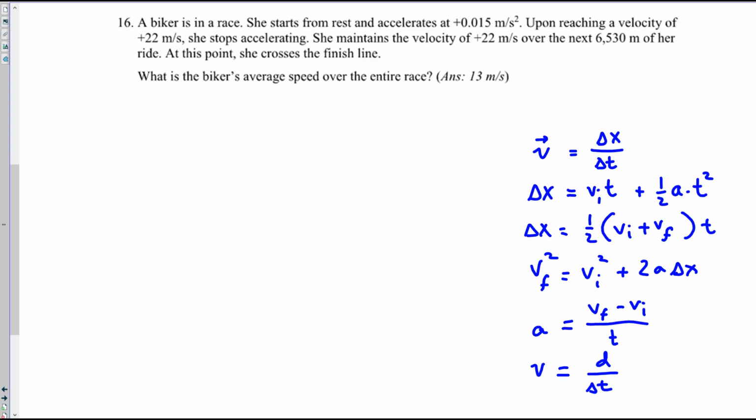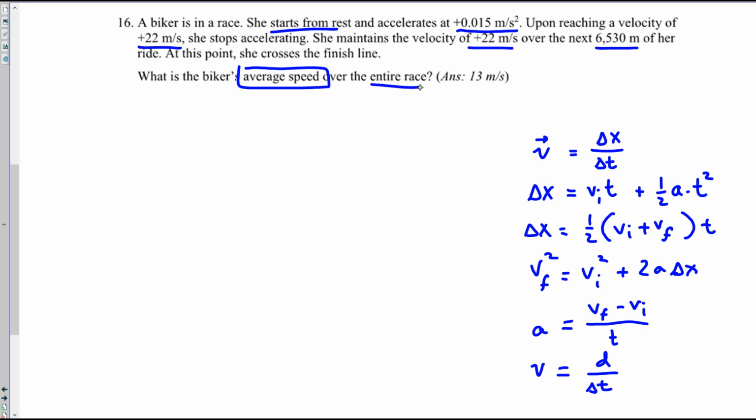Okay, here's number 16 from the study guide. A biker is in a race. She starts from rest and accelerates at 0.015 meters per second squared. Upon reaching a velocity of 22 meters per second, she stops accelerating. She maintains that same velocity of 22 meters per second over the next 6,530 meters. At that point, she crosses the finish line, still going at that same velocity, and we have to find her average speed over the entire trip.